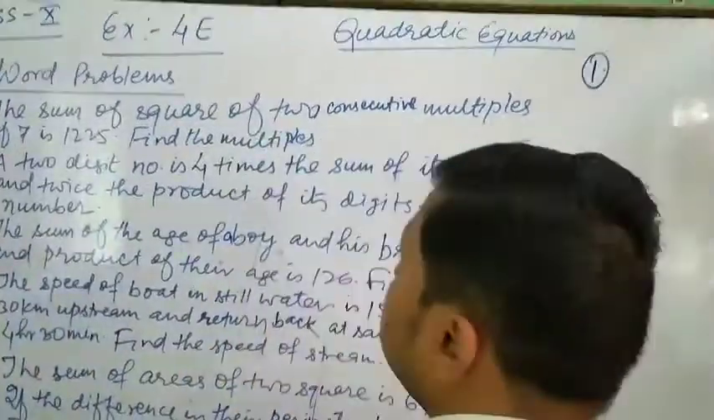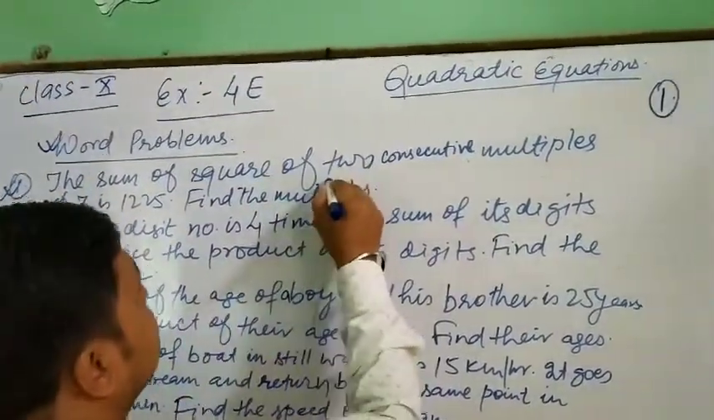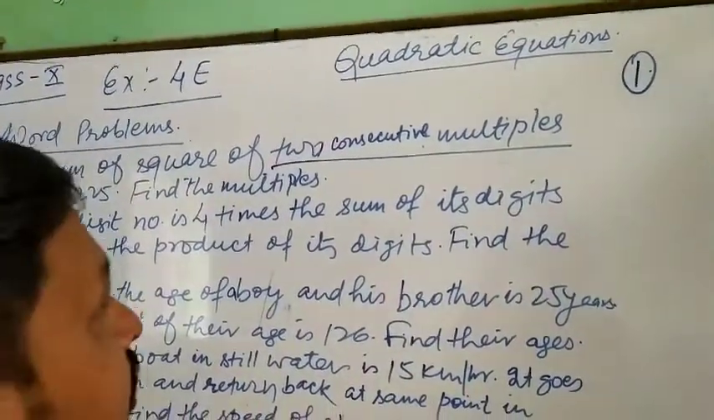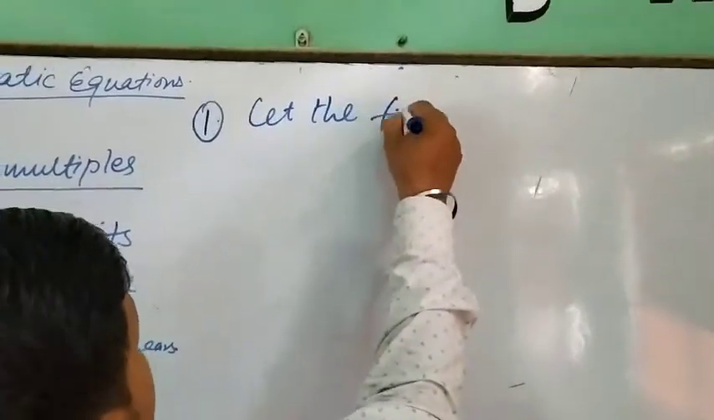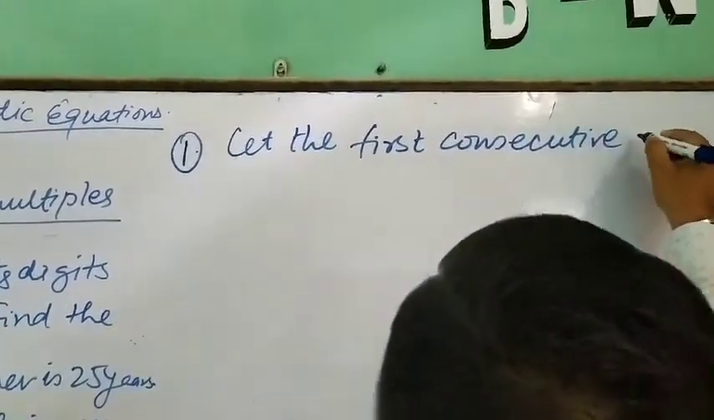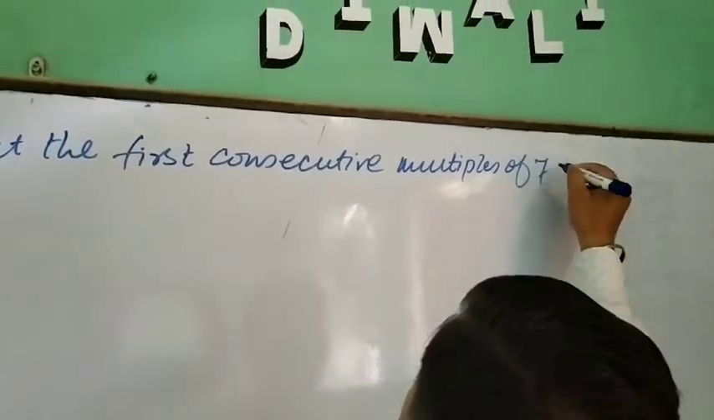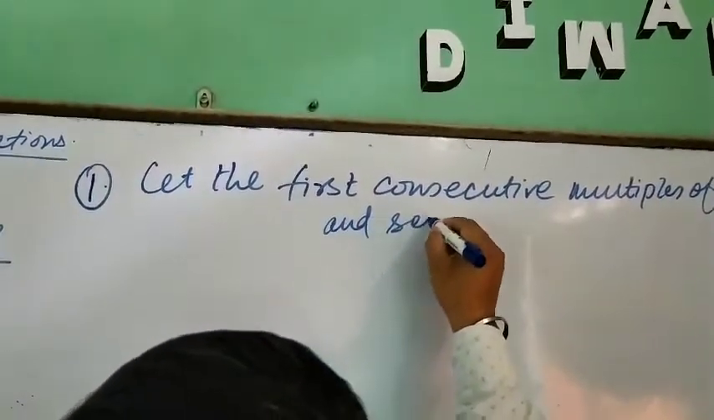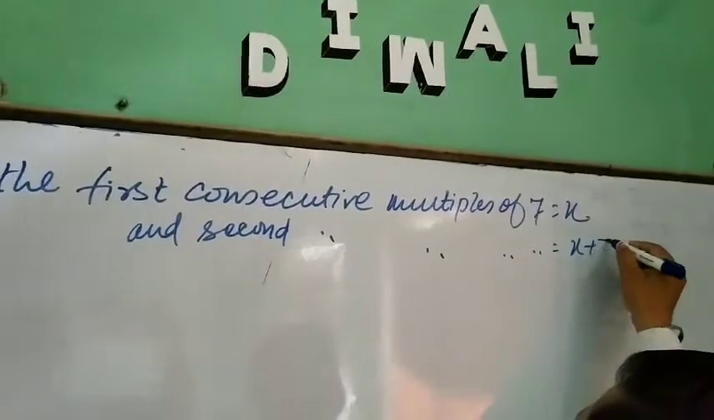So in the first problem you see the sum of squares of two consecutive multiples. At first you understand two consecutive multiples of 7. Two consecutive means let the first consecutive multiple of 7 equal x, and the second one equal to x plus 7.